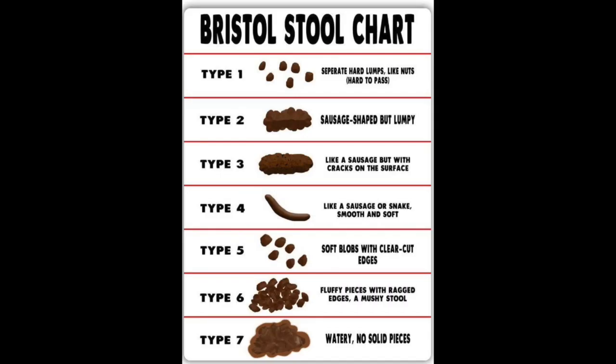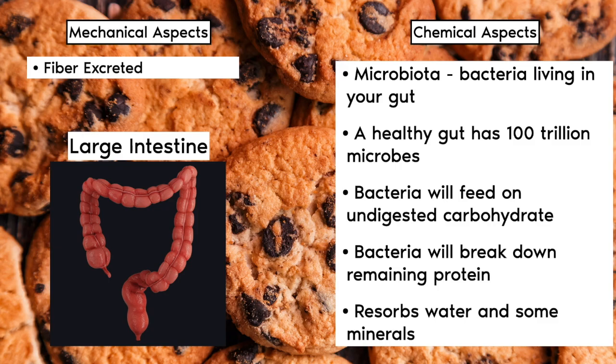So you don't want it to be too loose, like diarrhea, and you don't want it to be too hard so that you get constipated. So fiber will help keep you regular, keep your poop so that it doesn't hurt you, and so that it's easy to move through. Chemical aspects in the large intestine, we have our gut microbiome here.